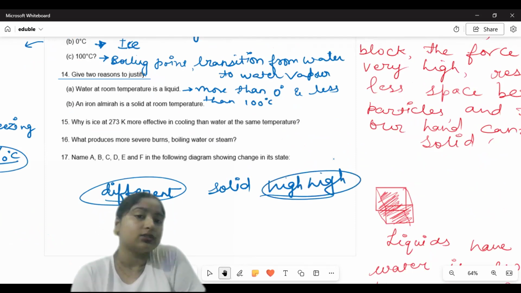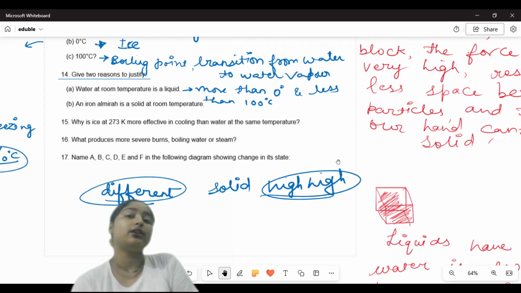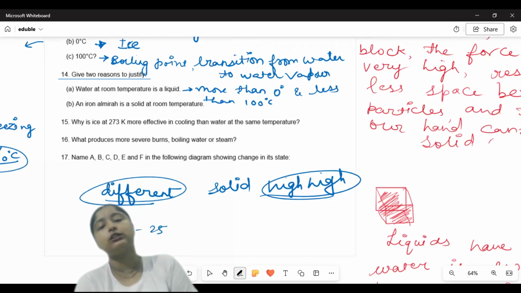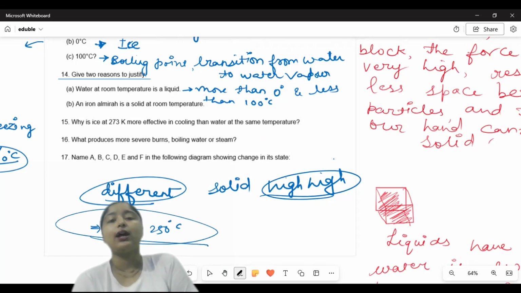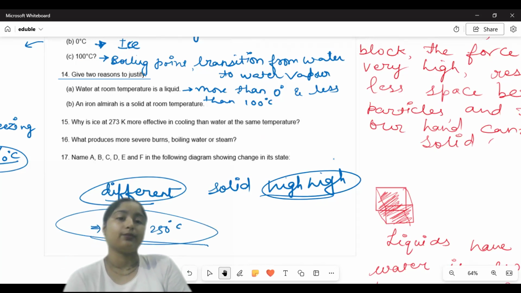But the room temperature is obviously not so high, not even up to 30. Generally a solid like iron melts at around 200 to 250 degrees Celsius. So the room temperature is not that much, right? That is why it remains solid at room temperature.